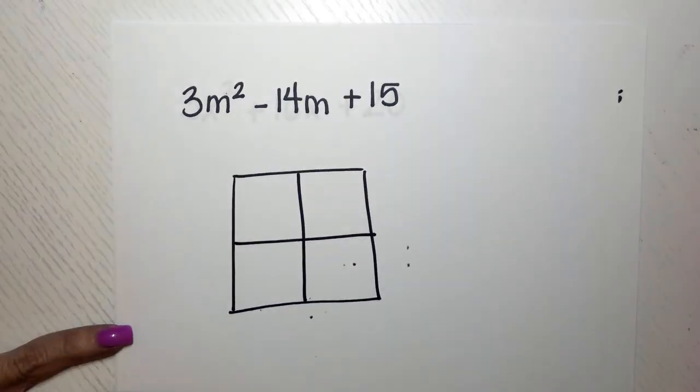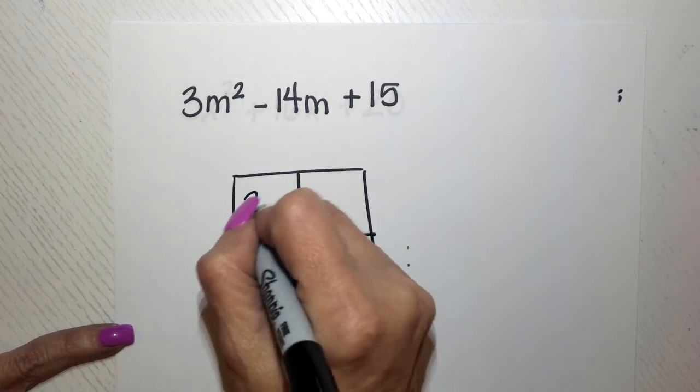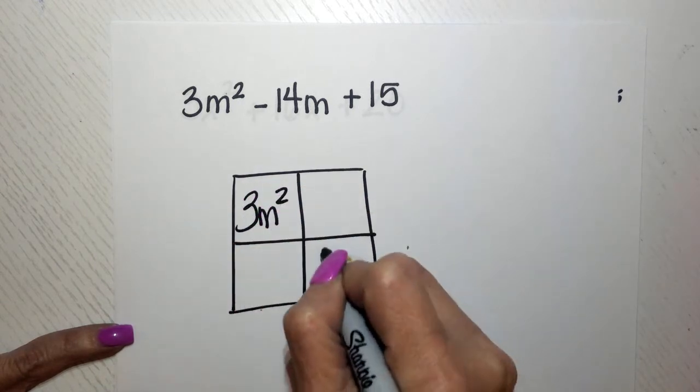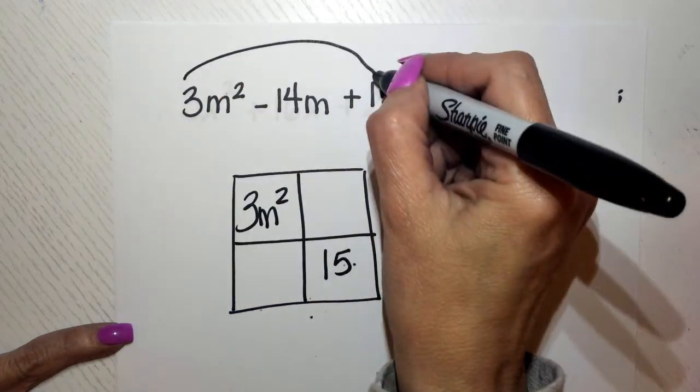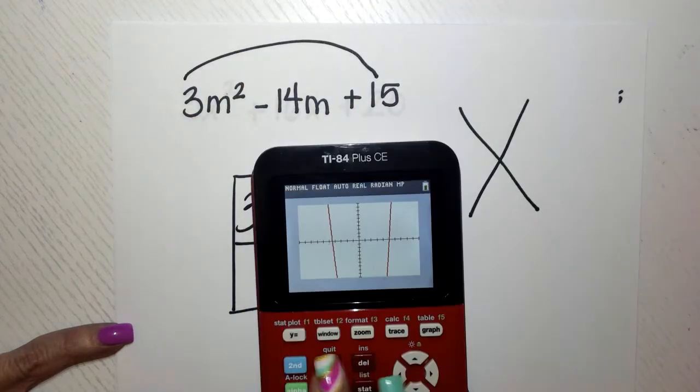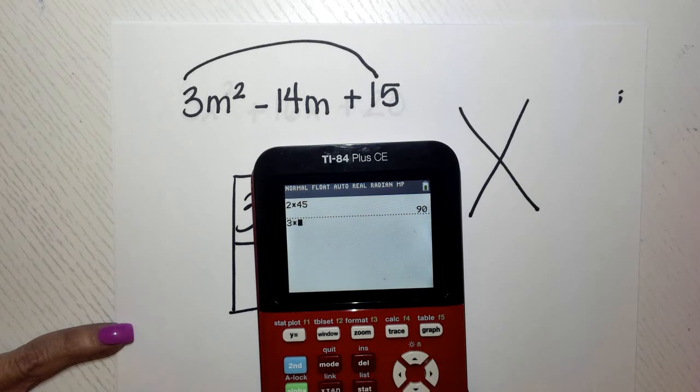All right, assuming you've already got it, here we go. I'm going to put 3m squared, and I'm going to put 15. I'm going to draw this. I'm going to make the rainbow. I'm going to do second quit. I'm going to do 3 times 15, which is going to be 45.